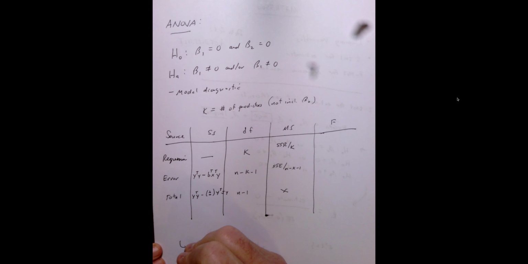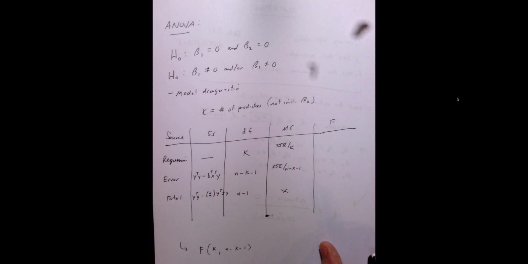So what we're actually looking at here is the F distribution with degrees of freedom k, n minus k minus 1. Now, in a simple linear regression case, how many predictors do we have? Well, we have 1, and that's why we put a 1 for the degrees of freedom of the regression. So, all this stuff has been covered previously. I just wanted to wrap up a few things.